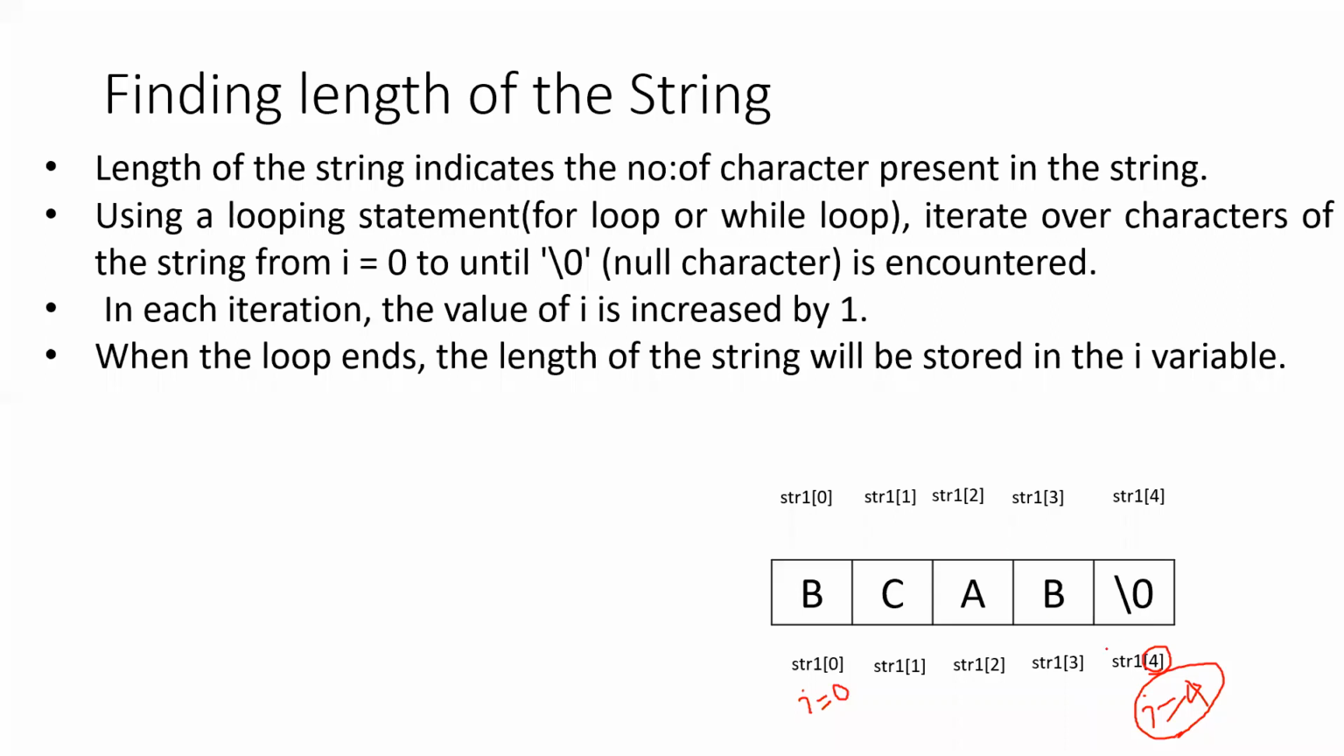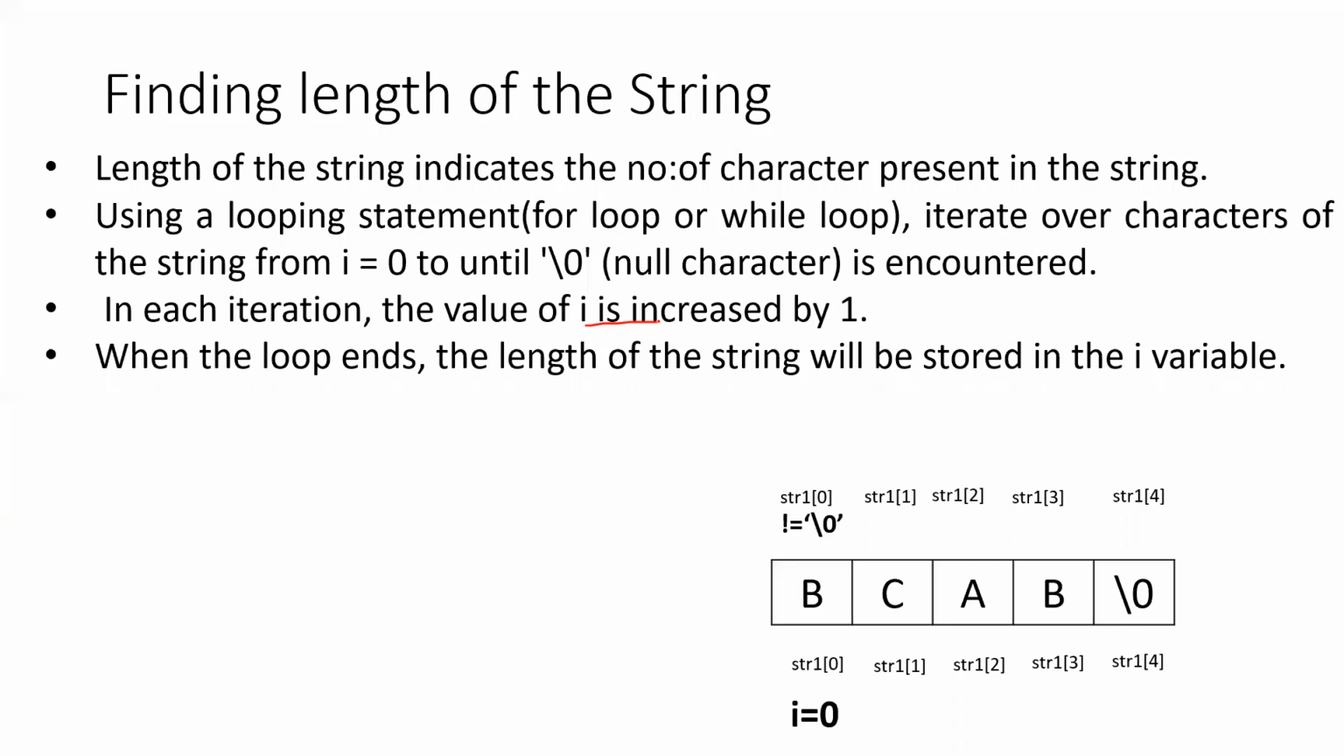So for the position, we were adding 1 to the index number, right? Here we are not adding anything, whatever be the value, because we had started from I equal to 0 and we are reaching the null character, right? So only up to index number 3 we have the characters, but we have incremented I value and checked that it has reached the null character. So whatever the current value of I is, that will indicate the length of the string. In each iteration, the value of I is increased by 1. When the loop ends, the length of the string will be stored in the I variable.